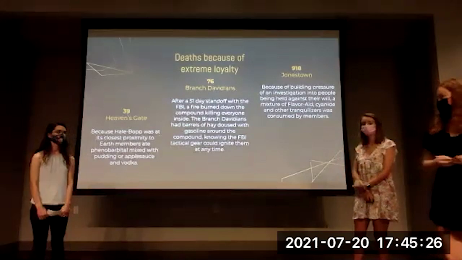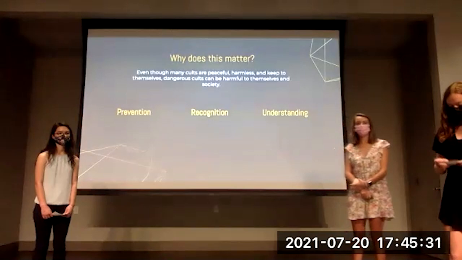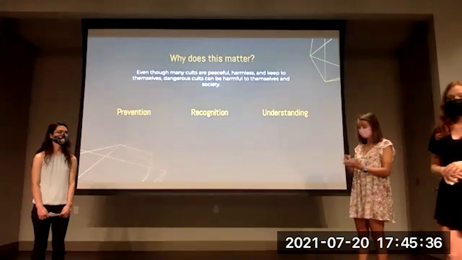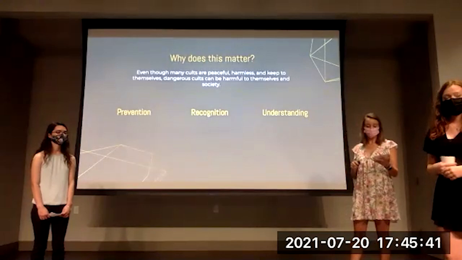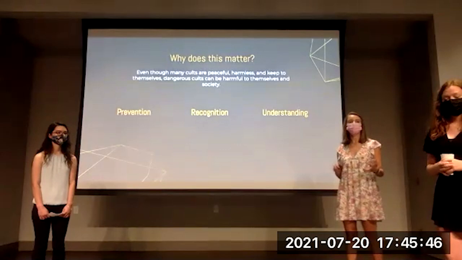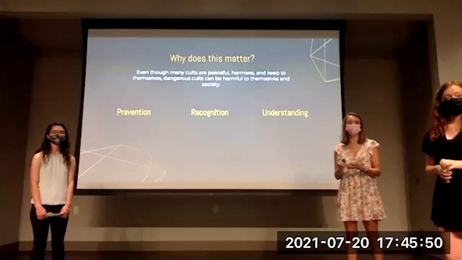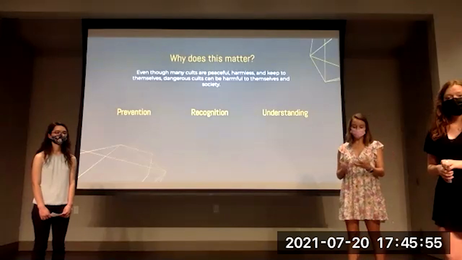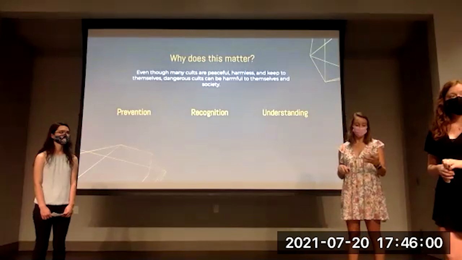So when we look at why this matters, why it's prevalent to society today, we really look at that in three parts. Prevention: if we know enough to prevent you or others from joining potentially dangerous groups, we'll limit that harmful activity. Recognition: if you know the aspects of a cult and identify them as such, you can ensure that they don't go unnoticed, especially if they seem dangerous or harmful. And then understanding: if we can understand how they function, we'll be better prepared to deal and interact with potentially dangerous groups, therefore preventing harm to themselves or other people.